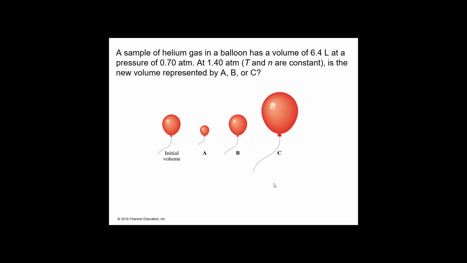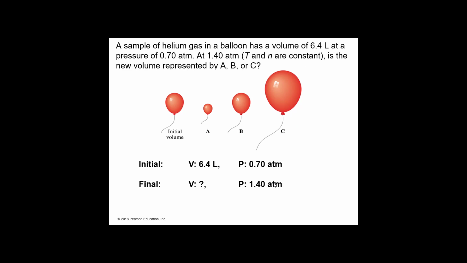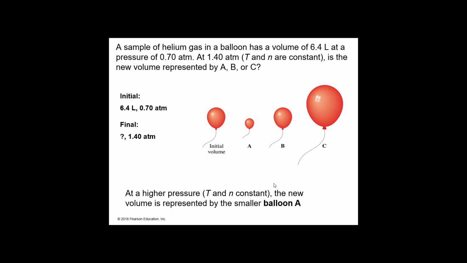So in this case, we're given pressure. So we have a pressure at 0.70, but it increases to 1.40. So if the pressure is increasing, we expect the volume to decrease in this case. So at higher pressure, the new volume is represented by smaller balloon A. Because the pressure increased, then we expect the volume to decrease.